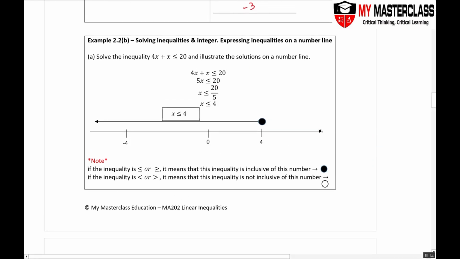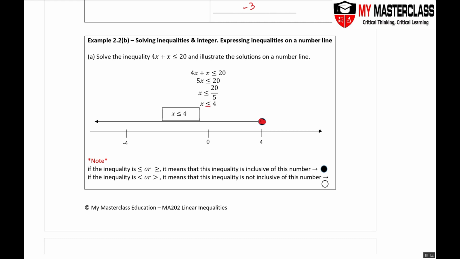Now if we look at example 2.2b, solving inequalities and integers and representing them on the number line, we combine everything that we have learned so far. Solve for the inequality, you get x less than or equal to 4. Remember when I went through this portion on number line, it is a shaded dot, right? Because there is an equal sign here.